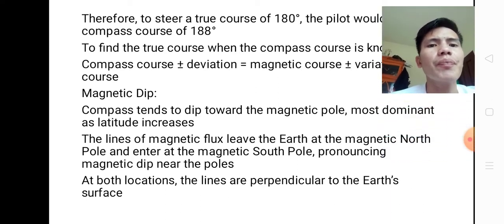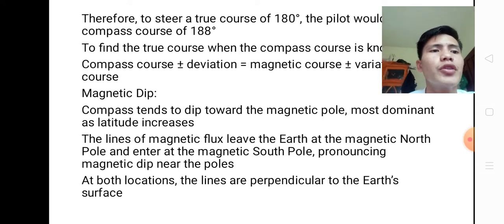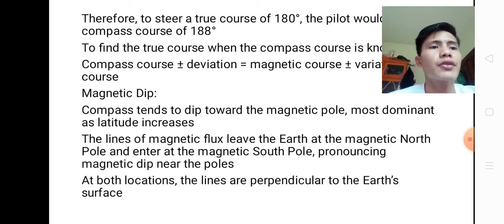Magnetic dip: the compass tends to dip toward the magnetic pole, most dominant as latitude increases. The lines of magnetic flux leave the Earth at the magnetic North Pole and enter at the magnetic South Pole, pronouncing magnetic dip near the poles. At both locations, the lines are perpendicular to the Earth's surface.